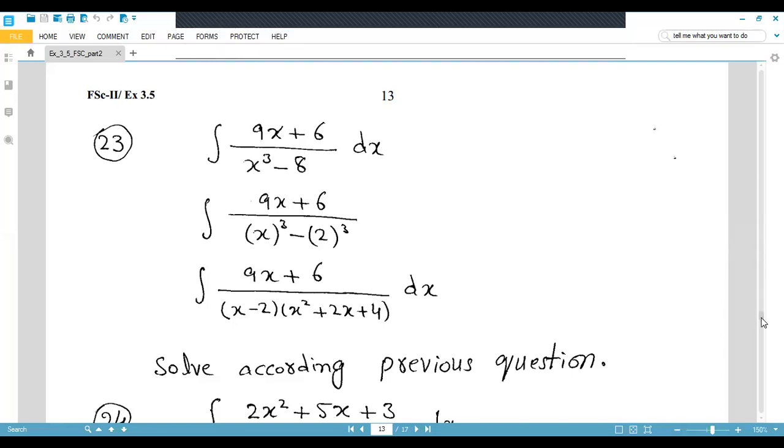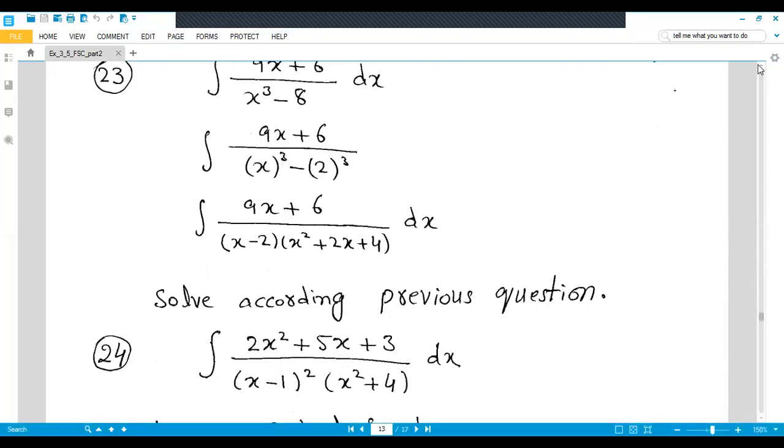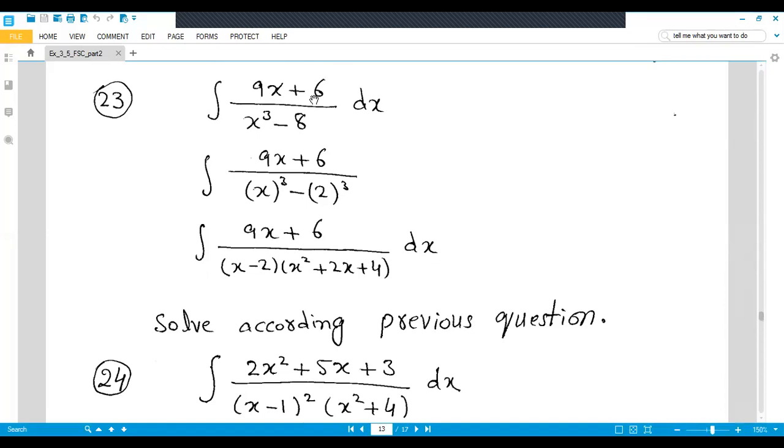Question number 23 is (9x plus 6) over (x cube minus 8). If you check, x cube minus 8 is the cube formula, a cube minus b cube, which is equal to (a minus b)(a square plus ab plus b square). With the help of this cube formula, we open it: x cube minus 2 cube, and then it will be (x minus 2)(x square plus 2x plus 2 square, that is 4).